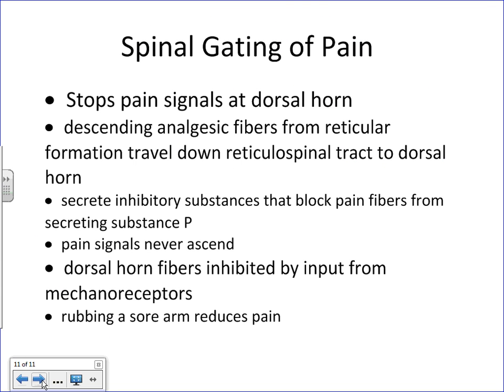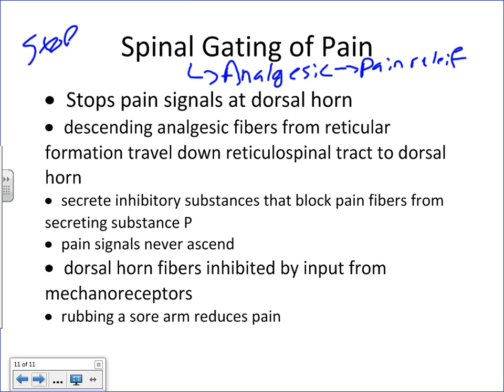And then the last topic I wanted to cover in this is something called spinal gating of pain. Essentially what we're saying here is we have built-in analgesic mechanisms. And remember, analgesics are essentially pain relief. So we have built-in mechanisms to try to not feel pain, to try to slow down pain. Now, these mechanisms are not the most well-understood mechanisms in the world, but essentially they are designed to stop pain from ascending.